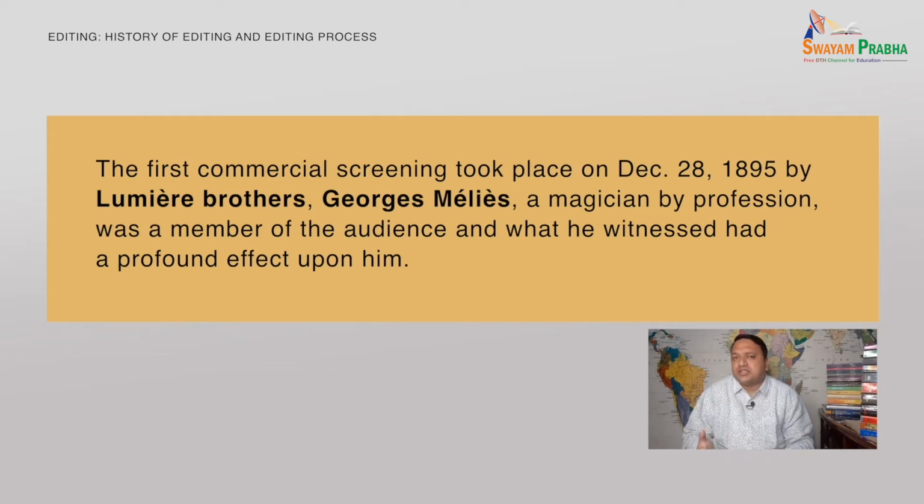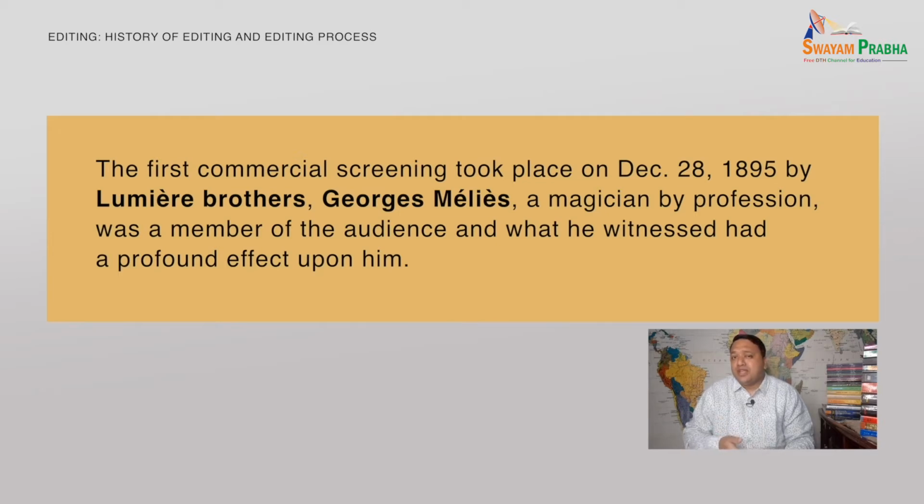He was smart enough to realize the outstanding and commercial potential in the film as a medium and offered a handsome amount right there on the spot to buy the cinematograph. But Lumière brothers wanted to keep a close control on their machine, and moreover they saw Georges Méliès as a contender. So they refused to sell him their machine.